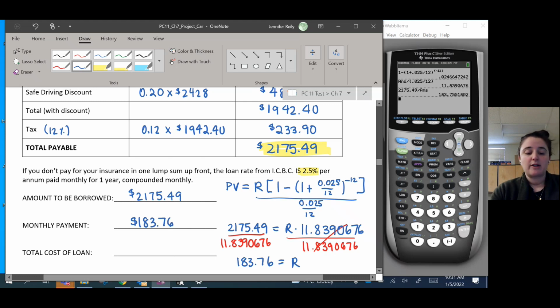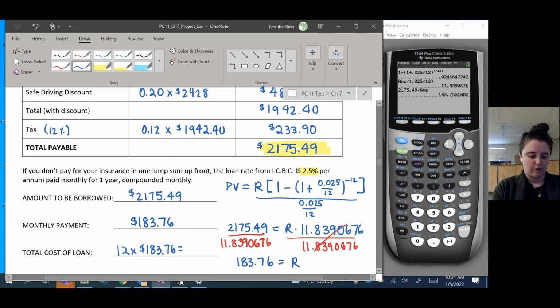183.76. That's our monthly payment. So the total cost of the loan is going to be 12 of these payments. So 12, because there's 12 months in a year. You always buy your insurance. Well, most people buy it for the whole year. You can buy it for less amount of time, but it's more expensive.